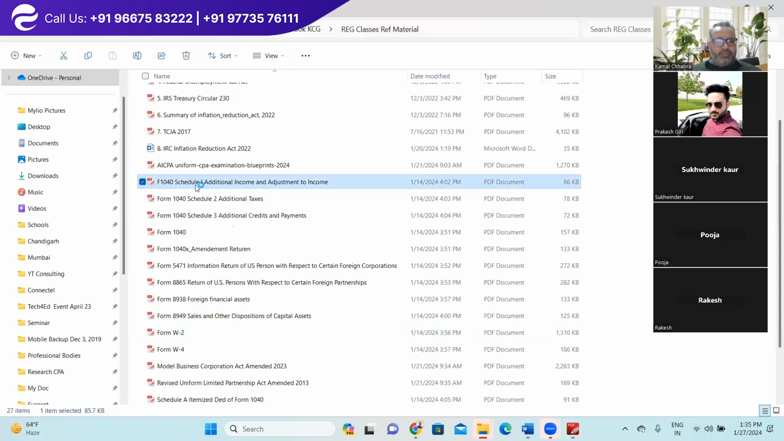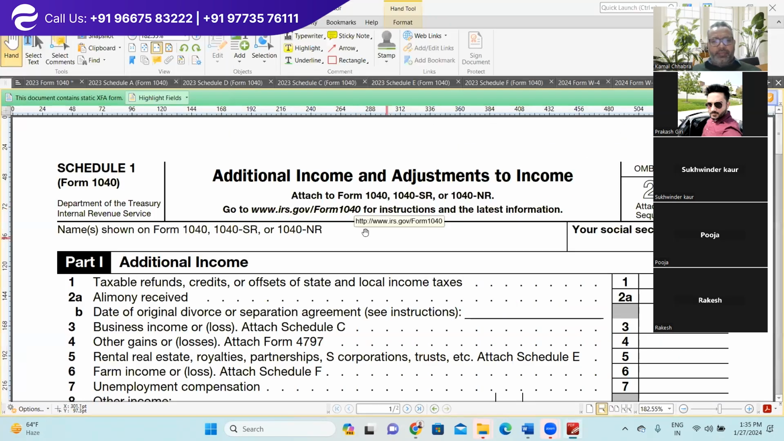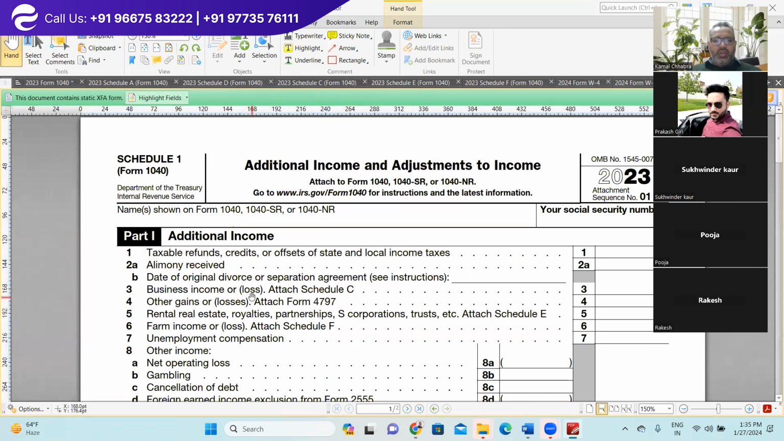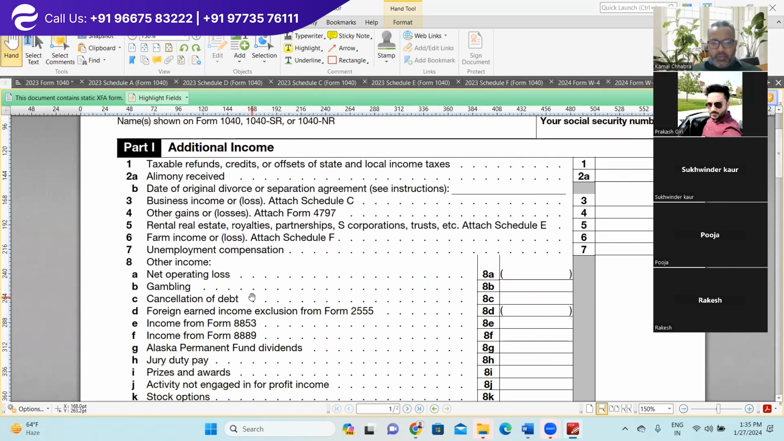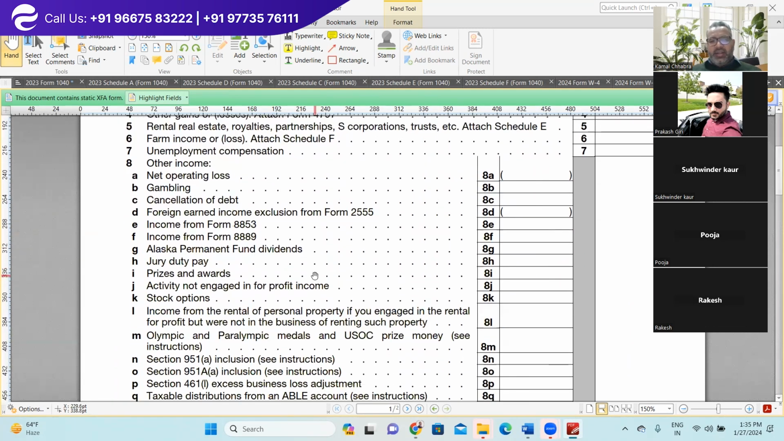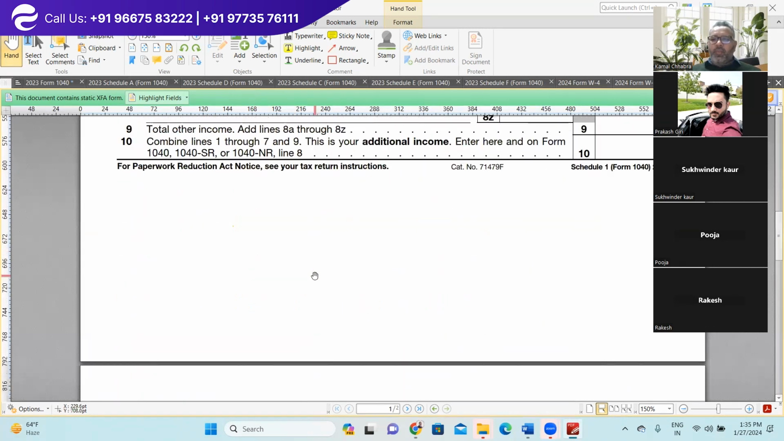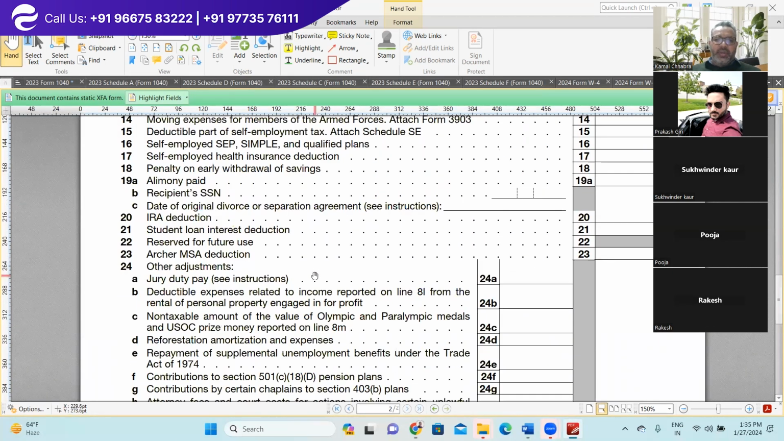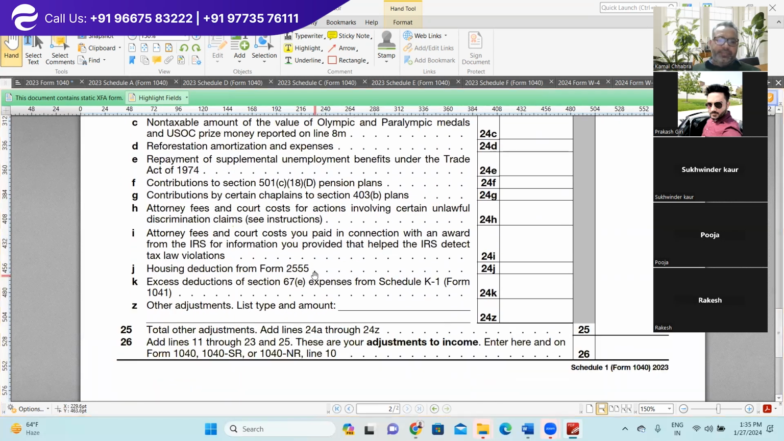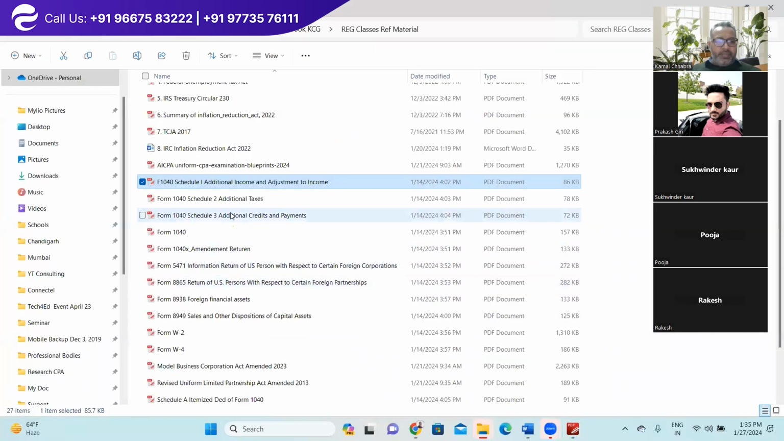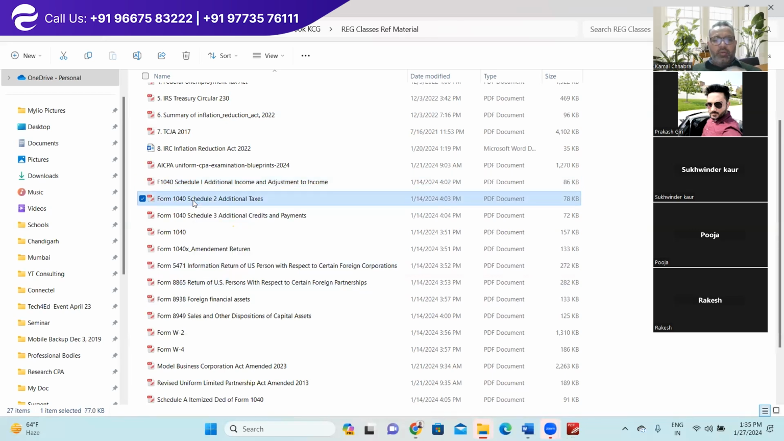Additional income is on Schedule 1. If there is any adjustment to income, all those things you need to mention here. Like we'll be discussing along the way: alimony income, business income, rental real estate income. These all will go here, with the respective attachments which we have discussed earlier. Then after, if there are any additional taxes, then Schedule 2 will go.